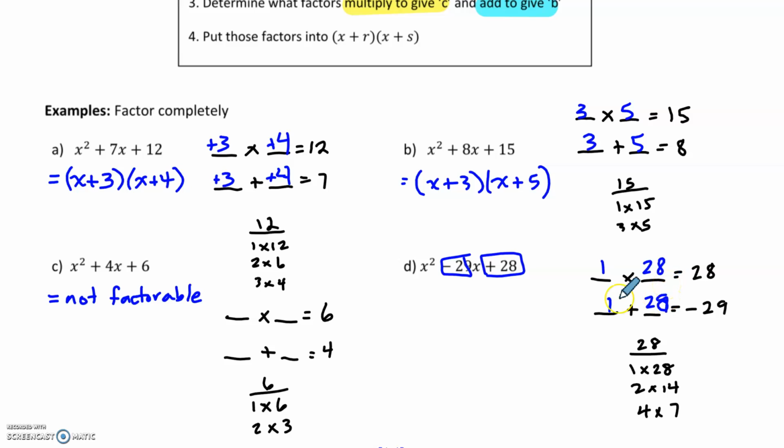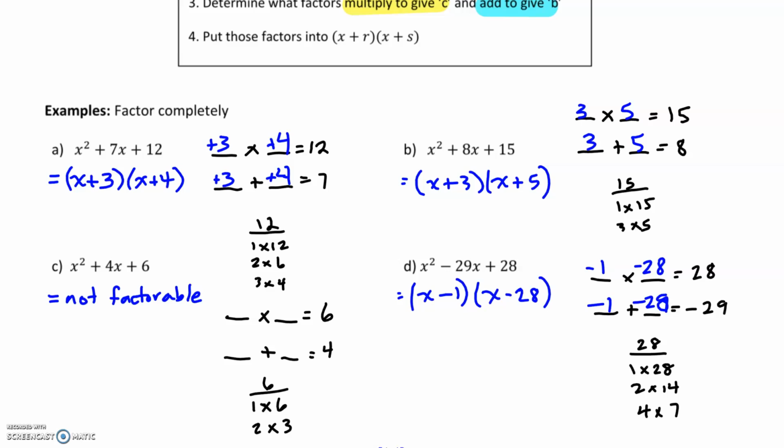The only way for 1 and 28 to add up to negative 29 is if they are both negative. Negative 1 plus negative 28 gives me a negative 29. So that means that the factors this time have to both be negative. Negative 1 times negative 28 gives me the positive 28 I need. So in my bracket this time, it's not going to be x plus, it'll be x minus 1 times x minus 28.